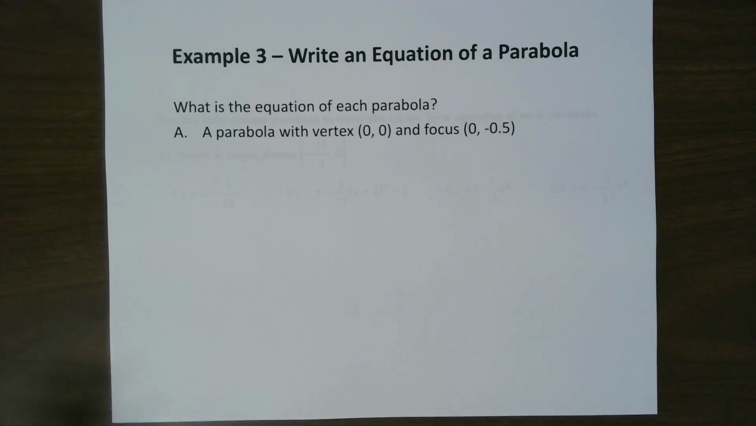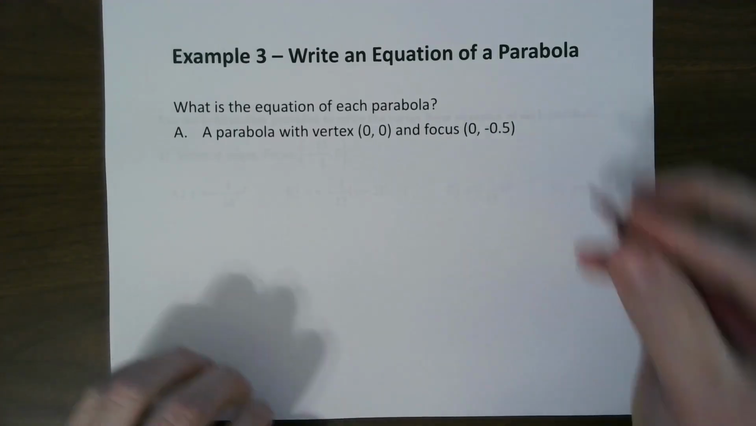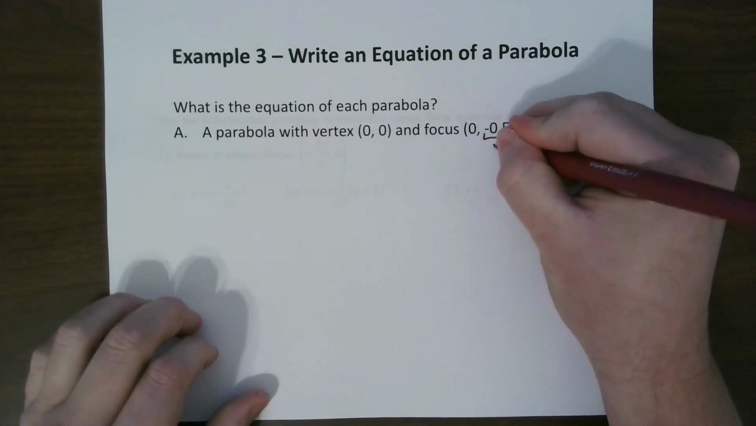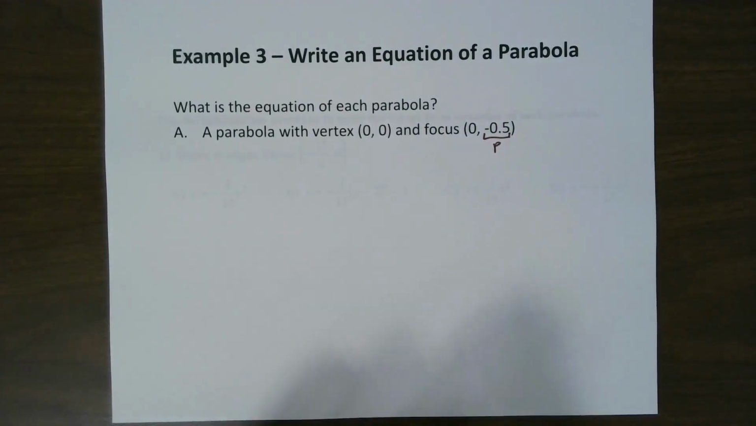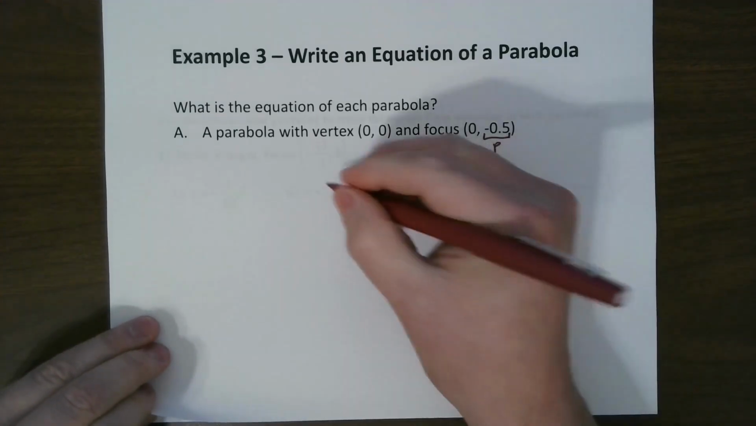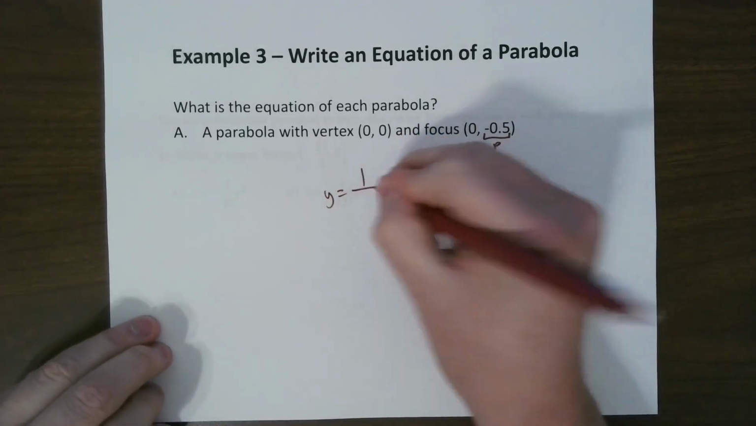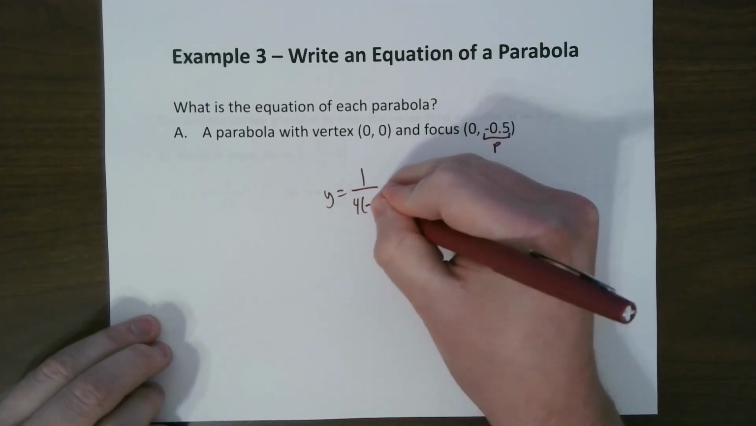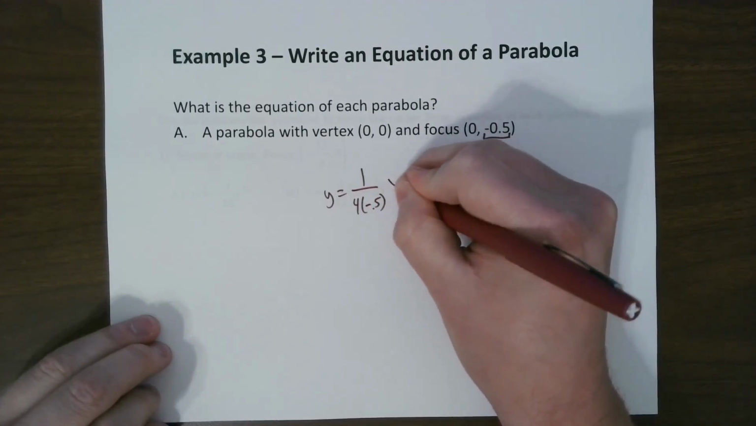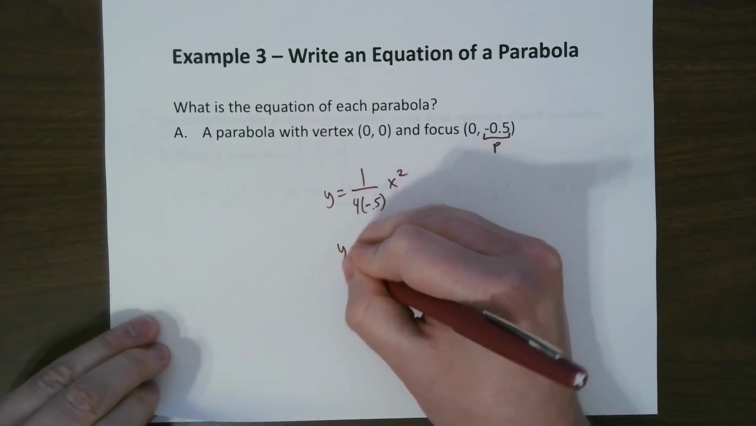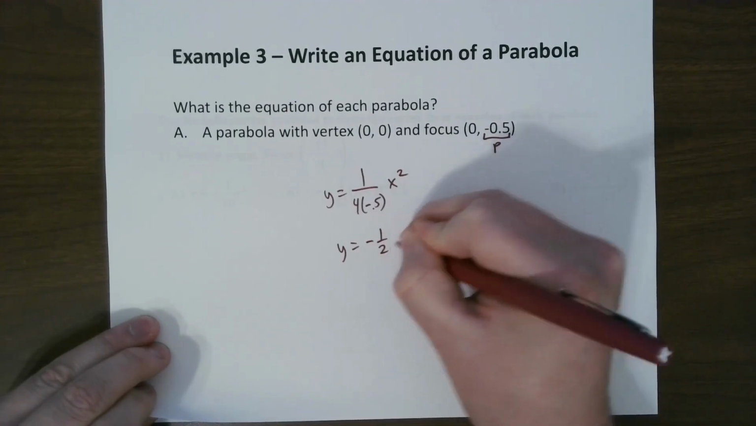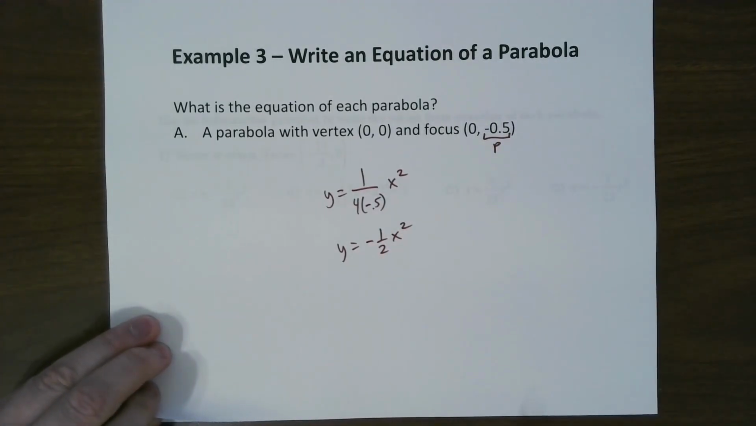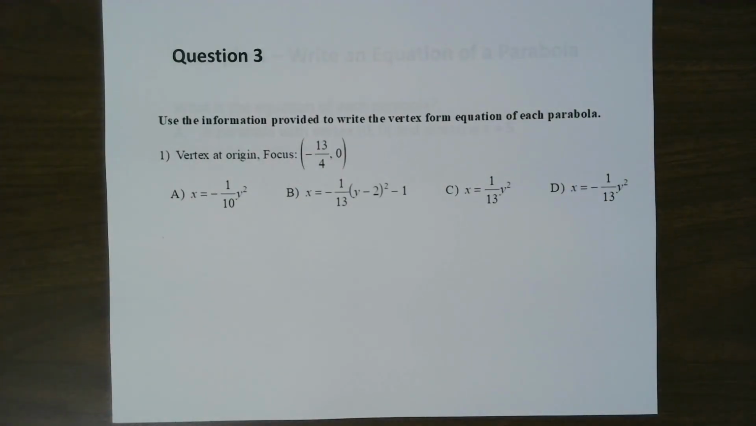Okay, what if we're given a vertex and a focus? Well, the focus always gives us what p is, so that's automatic. Since it's in the y, we're going to use the y formula. So 1 over 4 times negative 0.5 x squared, so that would be y equals negative 1/2 x squared. And that is our equation. Go ahead and try this one.